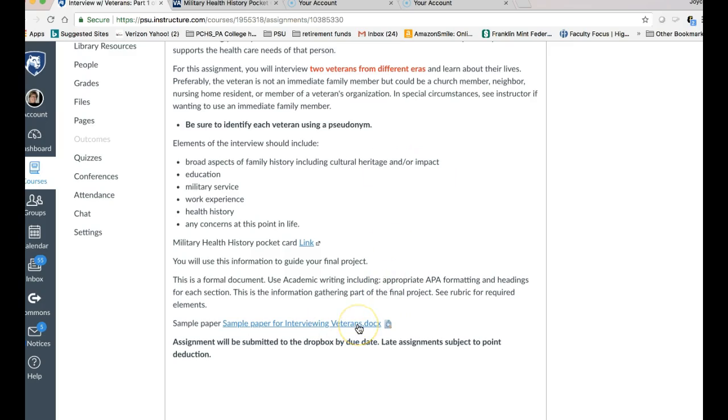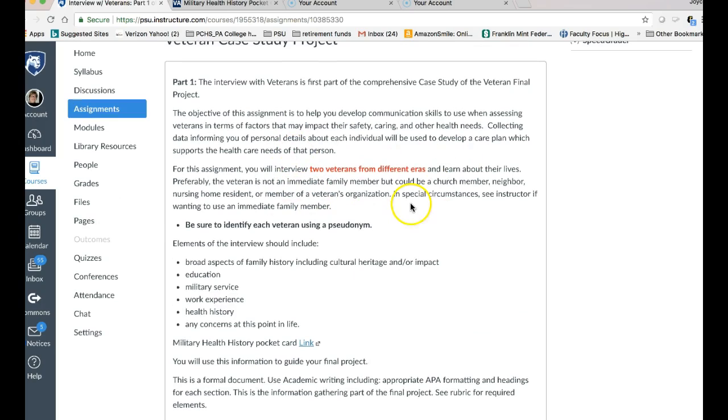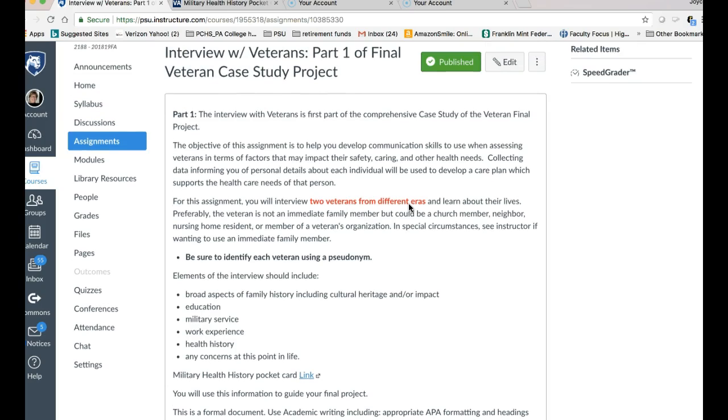And I did include a sample paper for you to look at, so you can decide how you want to write out your particular interviews. Be mindful that you should pick 2 veterans from different war eras. You can pick a veteran from the Iraqi Freedom campaigns, Operation Enduring Freedom, the Vietnam War, the Korean War, the Gulf War, whatever the situation is. They can't be from two of the same.